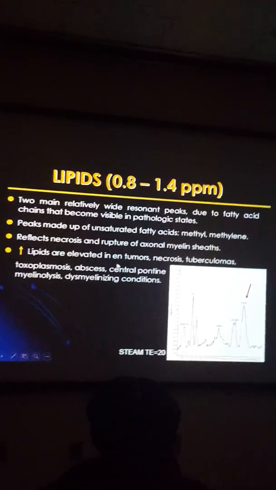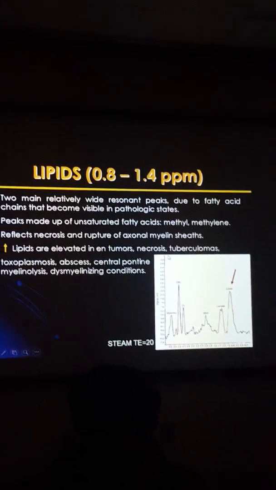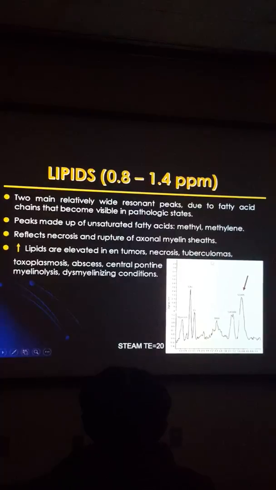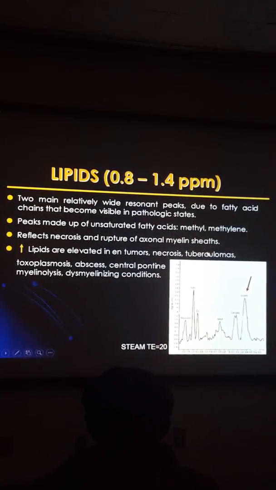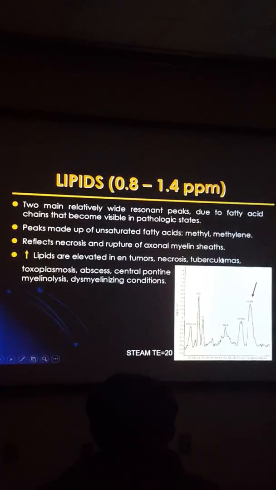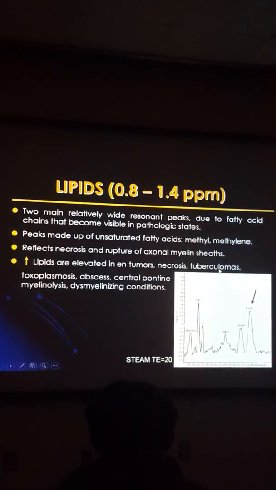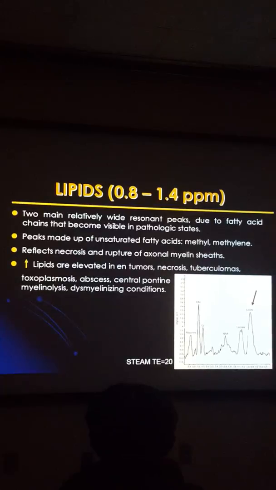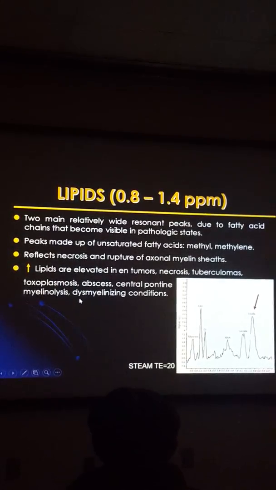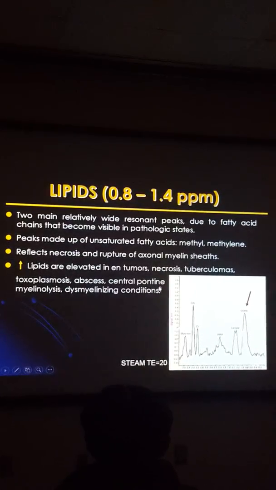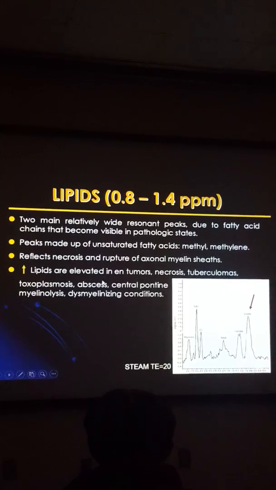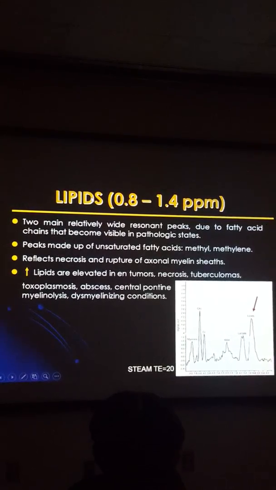Increased lipids are going to be elevated in tumors, in necrosis, but also in tuberculoma. So elevation of lipids in a nodular enhancing lesion in a patient that has tuberculosis is going to be consistent with the tuberculoma. Toxoplasmosis, abscess, central pontine myelinolysis, and these myelinating conditions all are going to have breakdown of myelin. Breakdown of myelin, elevation in lipids.